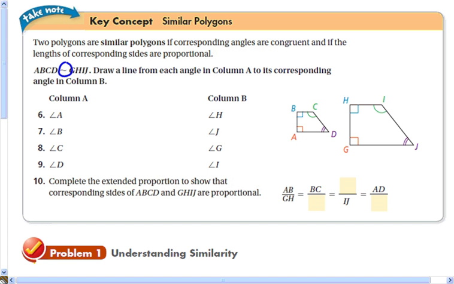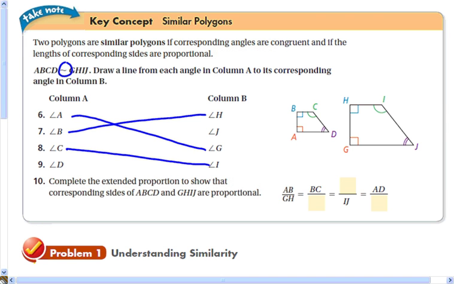Okay, so draw a line from each angle to its corresponding angle in column B. If we do that, we get A goes with G, B goes with H, C goes with I, and D goes with J. And if we complete the proportion, AB is to GH as BC is to HI, as CD is to IJ, and AD is to GJ.